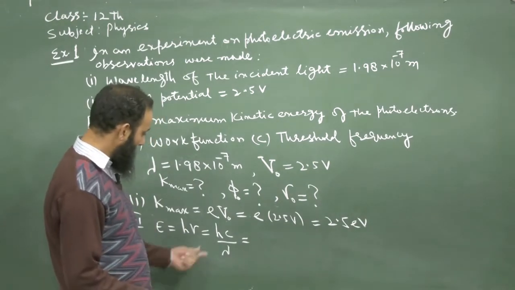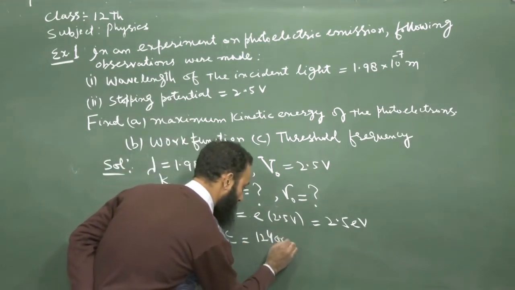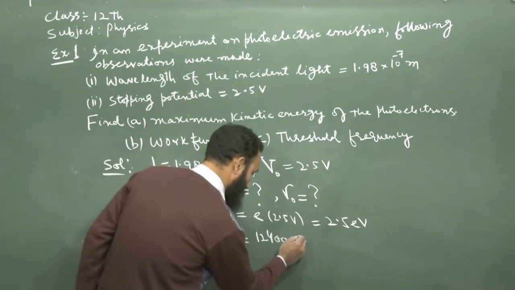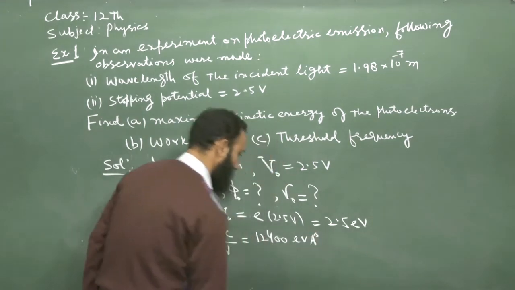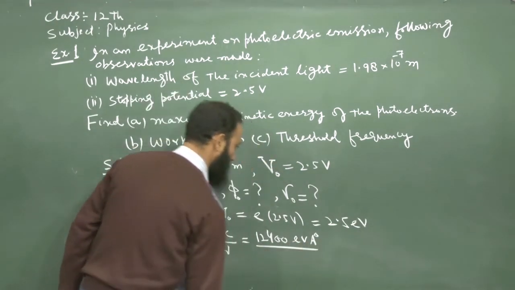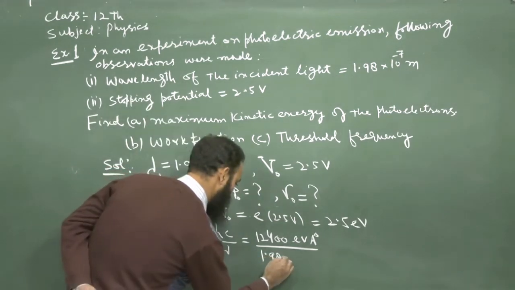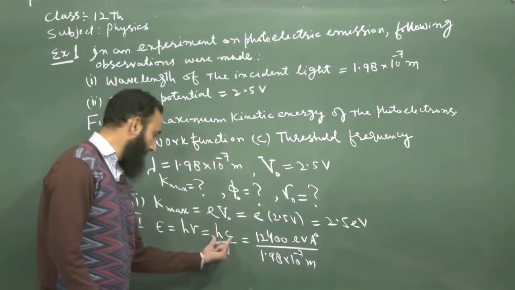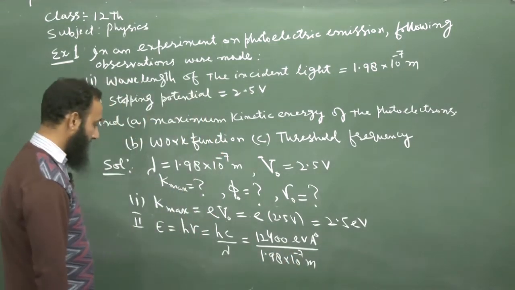You should remember, in terms of electron volt, this h into c is equal to 12400 electron volt angstrom. 12400 electron volt angstrom divided by the wavelength, 1.98 into 10 raised to power minus 7 meter. Since we have written this h into c in angstroms, we will write the wavelength also in angstroms, so that the angstrom will get cancelled and we will get the answer.